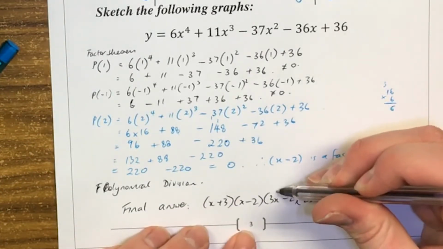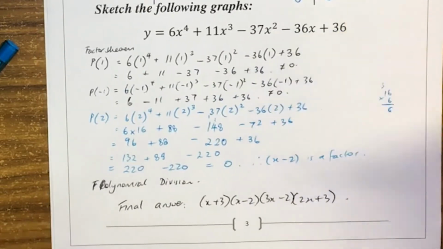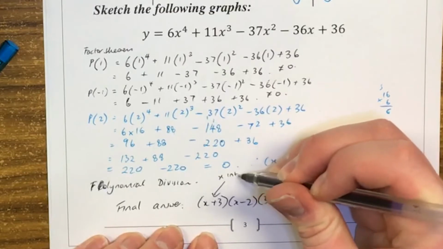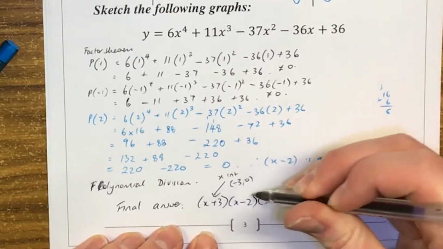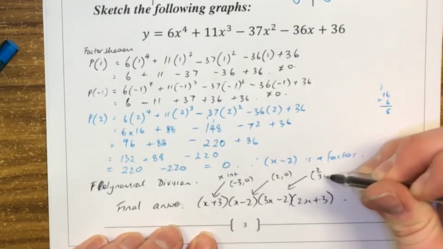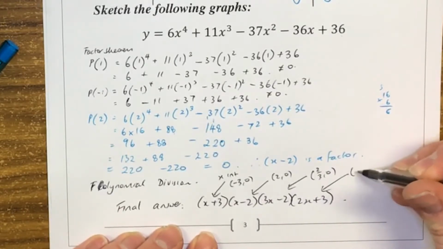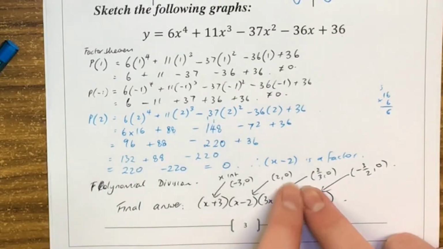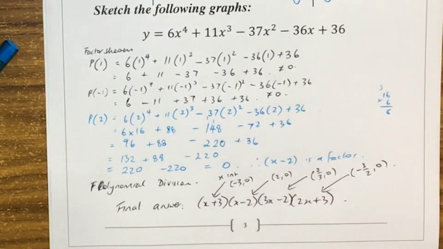So now I would need to list, because I still have to sketch the graph. So this will be an x-intercept at -3, 0. This will be one at 2, 0. This one will be 2/3, 0. And this one will be -3 over 2, 0. The reason I got that is I just made each of those brackets equal to 0.